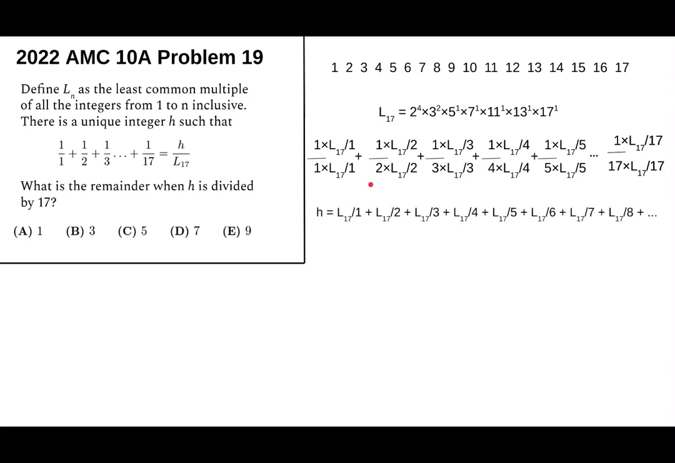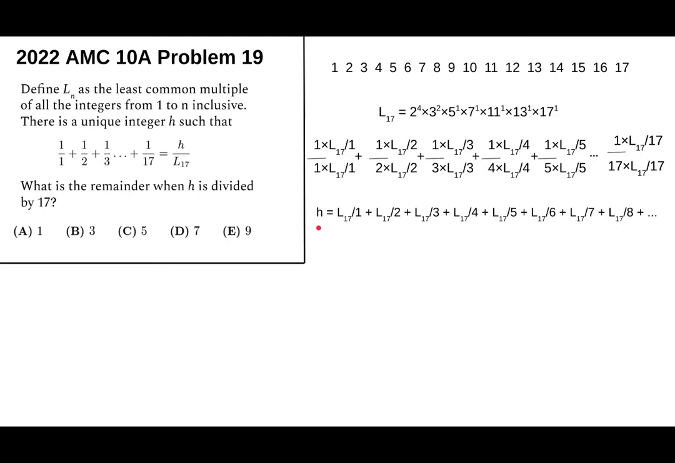So hence, h is the sum of all the numerators of these terms. So it's L of 17 over 1 plus L of 17 over 2 plus L of 17 over 3 plus L of 17 over 4 and L of 17 over 5, L of 17 over 6, L of 17 over 7, and L of 17 over 8, all the way until L of 17 over 17.